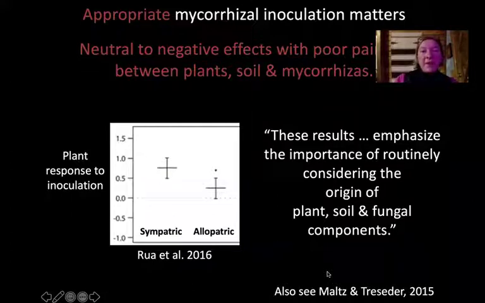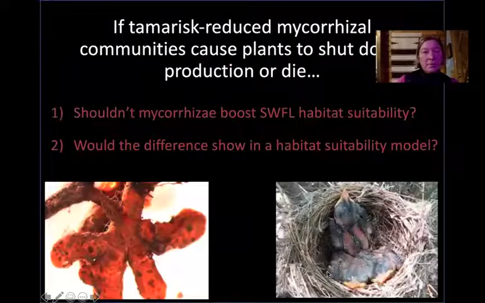Appropriate mycorrhizal inoculation basically really matters. And when I say appropriate, what I'm talking about is this pairing between plants, soil, and mycorrhizae. So we can actually get neutral to negative effects with poor pairings. And we just really need to think about those hard and long when we do our mycorrhizal inoculations and restorations.